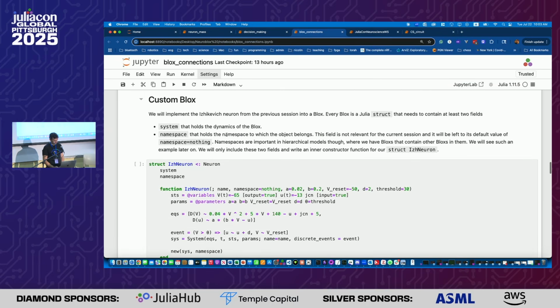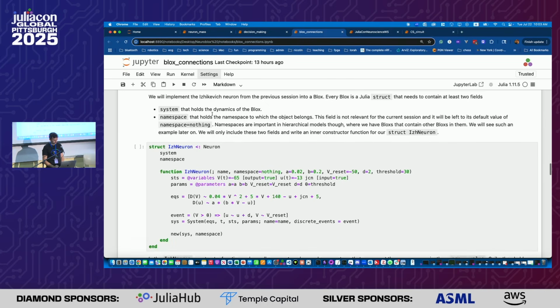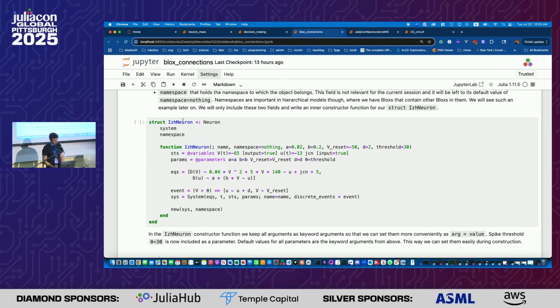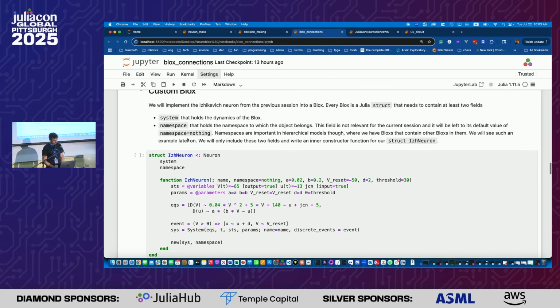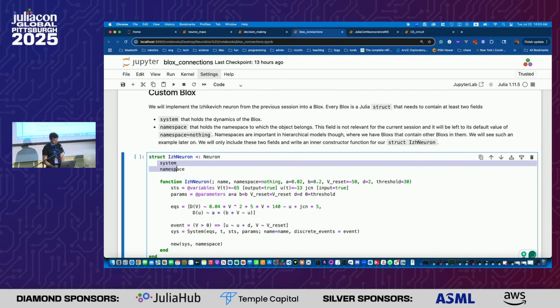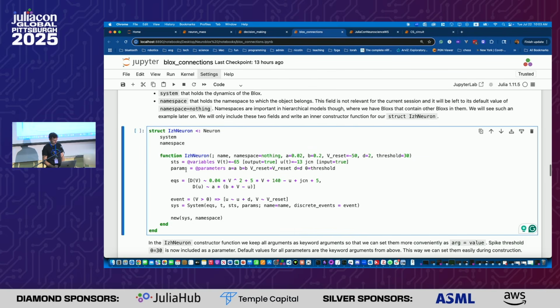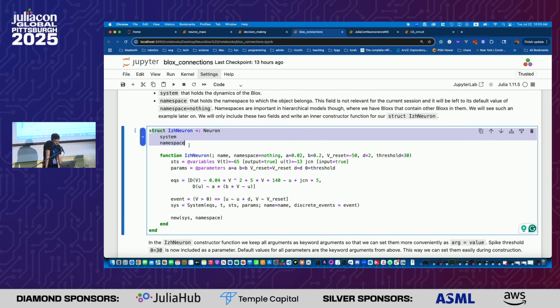And then okay, so that's how you can use pre-made blocks. You can also somewhat easily define your own blocks. Basically it just has to have a system and a namespace. I still don't understand the point of these namespace variables, but you could just leave it as nothing. It's only really used for these hierarchical systems. But basically, you just define one of these structs and define variables.